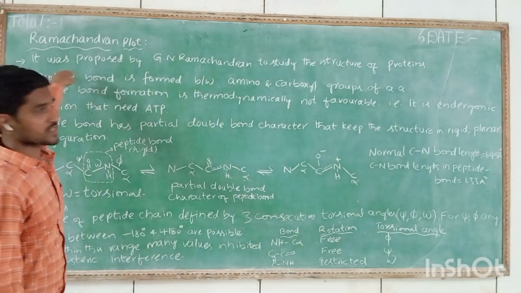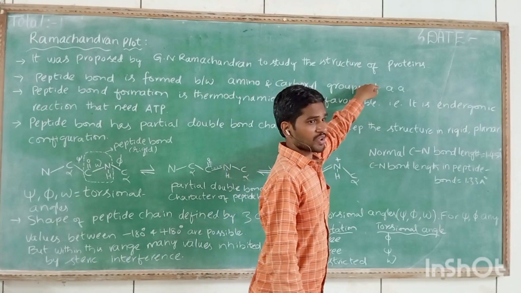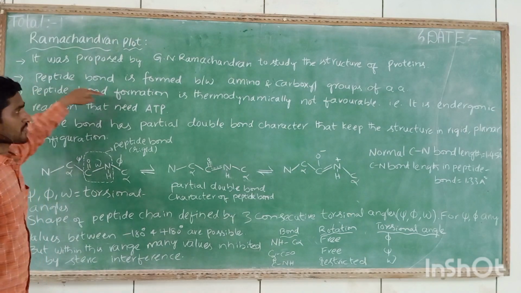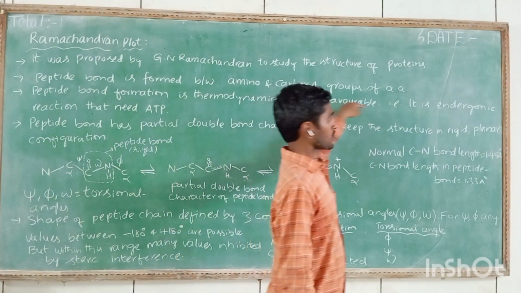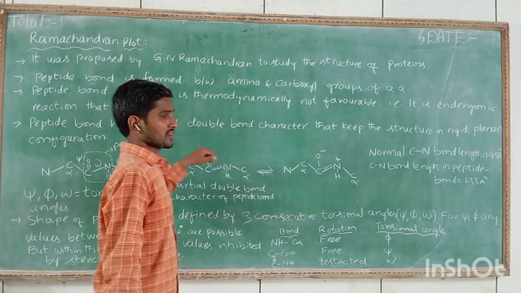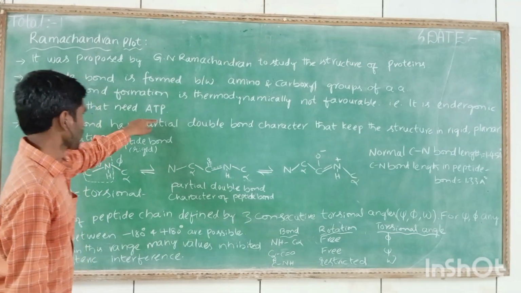A peptide bond is formed between the amino and carboxyl groups of different amino acids that form a polypeptide. Peptide bond formation is thermodynamically not favorable. That is, it is known as an endergonic reaction that needs some energy in the form of ATP to form a peptide bond.